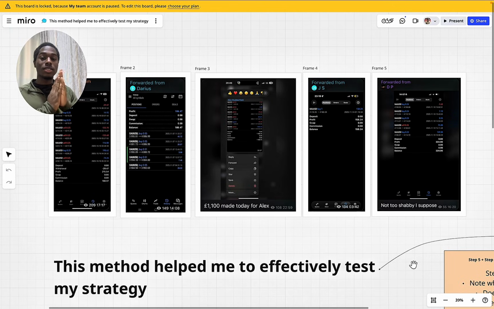I'm going to be giving you the simplest method I've been using to effectively test my strategy. Same method that we use in our free community as well, to help Alex make £215 simply by copy and pasting trades. Darius £106, £1,100 made in 1 day for Alex. £158 made on one trade from JS, £224 profit for the day.